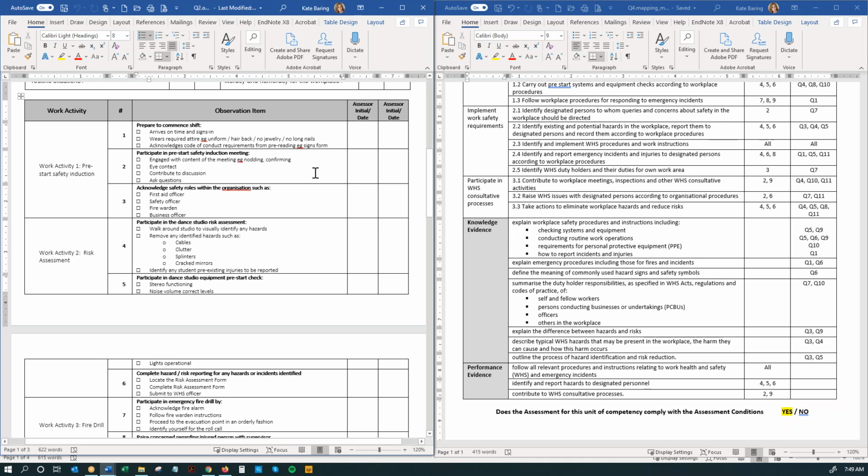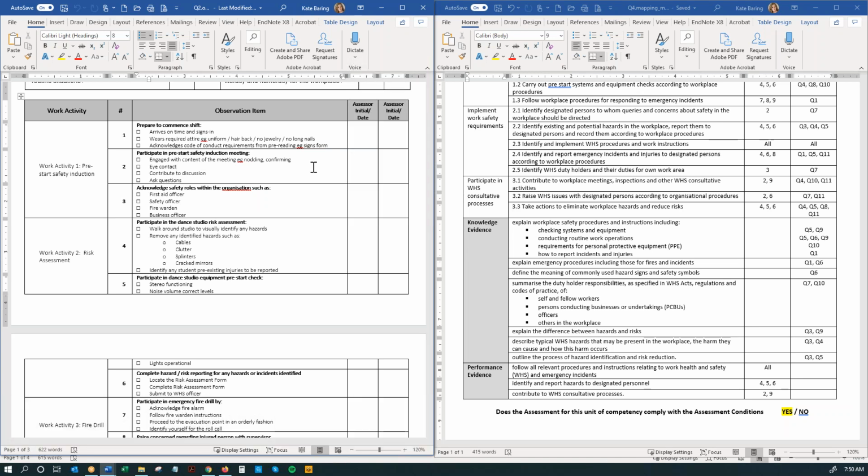So if we look at the first one, for example, it says prepare to commence shift. So this is where someone turns up, they arrive on time, and they would normally have some sort of sign-in, which is part of your safety requirement. Then we're looking at what they're wearing. So there's safety requirements around uniforms and hair back and no jewellery and no long nails. And then there's a code of conduct that has to be pre-read and signed off. So these are all things that you can actually picture someone doing in the workplace.